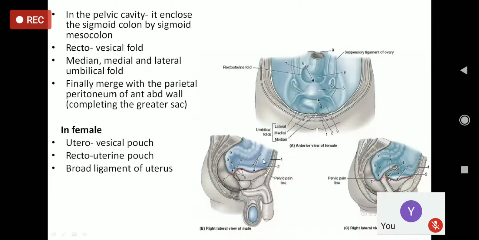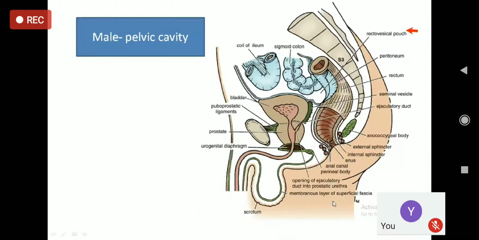So this is the sigmoid colon, and this is the uterus. On each side there is the broad ligament of the uterus. That is also a fold of the peritoneum, and this is the vagina. So here in case of male, we get the reflection of the peritoneum from the anterior aspect of the upper part of the rectum to the urinary bladder. So this is the rectovesical pouch in case of male.